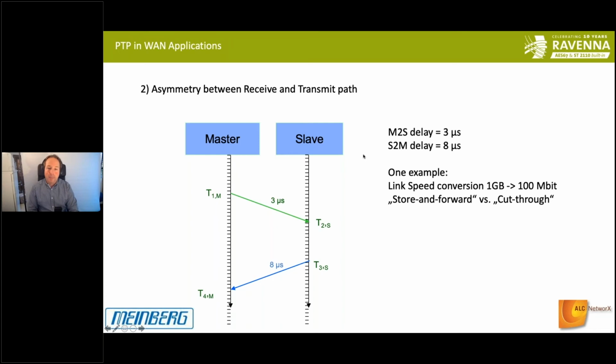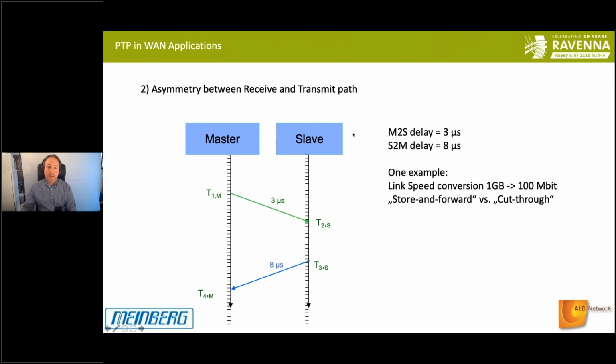In this case, the master to slave delay might be 3 microseconds and the slave to master delay might be 8 microseconds. One example how this could be caused might be a link speed conversion between 1 gigabit and 100 megabit ports. Because if such a link speed conversion has to be done, then the switch needs to go into a so-called store and forward mode in one direction and can stay with a very fast cut-through mode in the other direction.